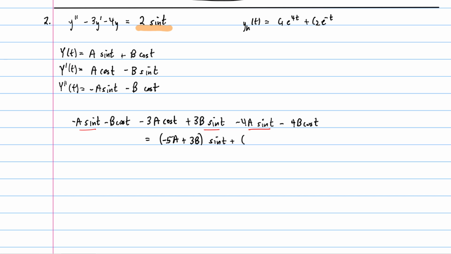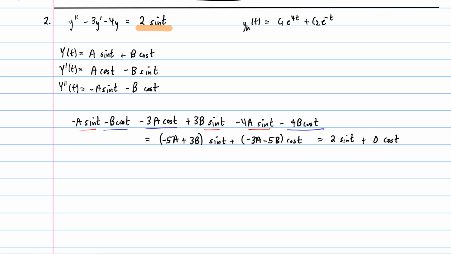And then same deal with the cosines. So we have, in this case, minus 3a, then minus 5b cosine of t. And all of this has to equal 2 times sine of t, right? And so we can write this as 2 times sine of t plus 0 cosines of t, right? We don't want any cosine of t on the right-hand side.